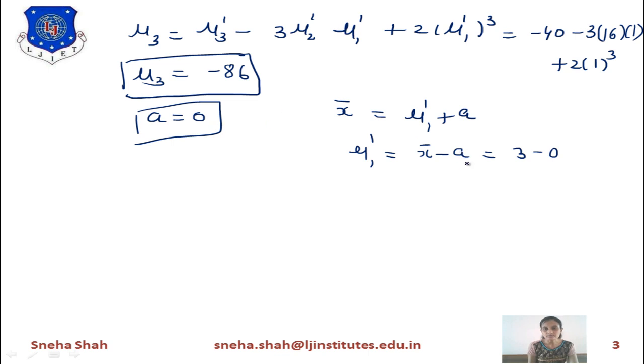This means the value of a equals 0. So if we put in a equals 0, 3 minus 0 means 3. So the value of mu1 dash equals 3. This one is the first moment.